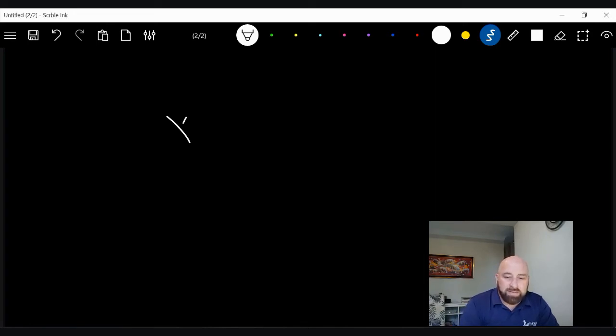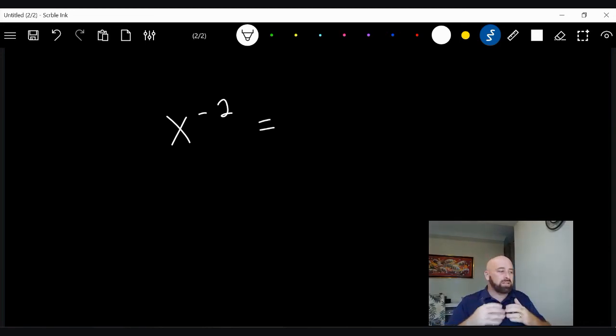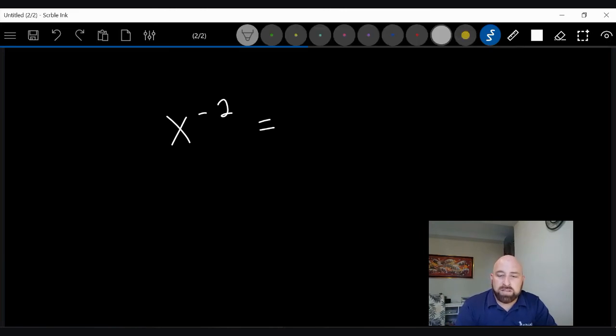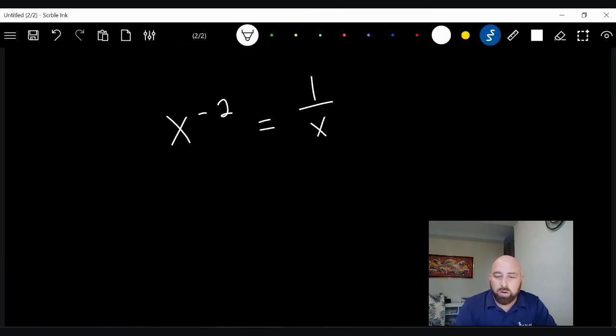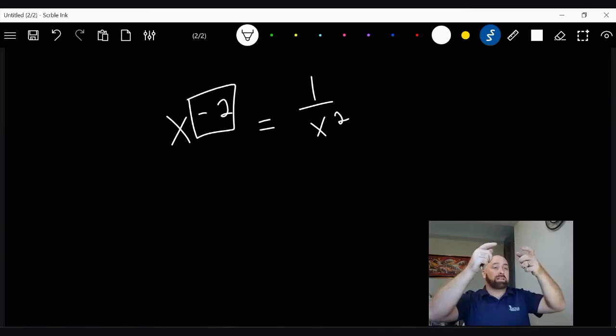So if I have x to the negative 2, let me show you what that means in essence. X to the negative 2 always equals the reciprocal, and this is on page number 5 in your book. What is the reciprocal? The reciprocal is 1 over that. So basically it always equals 1 over x squared. So if you want to turn a negative exponent positive, you flip it into the bottom.